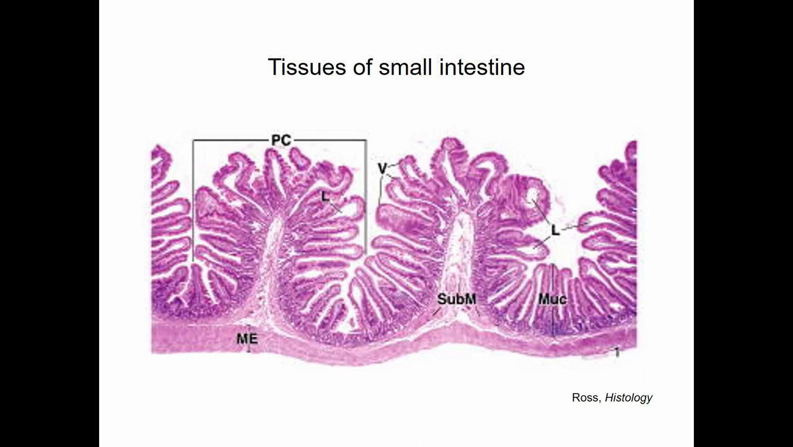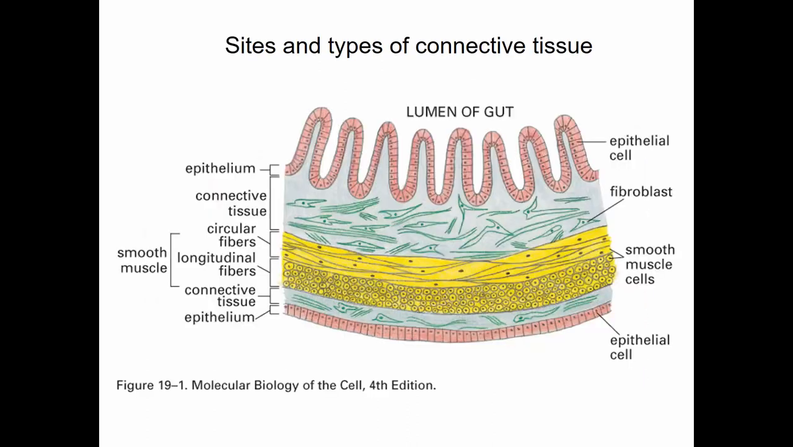You have the loose connective tissue of the lamina propria filling each of these villi. And then you have the layer, the submucosa, which is the dense, irregular connective tissue. And then the rest of this is muscle. And then there's an outer layer also. There's a little connective tissue on the outside called the serosa. It's covered by a mesothelium.